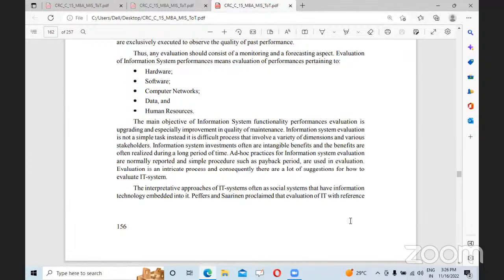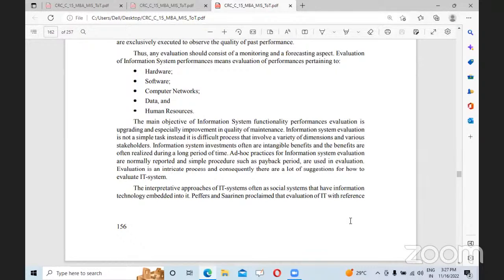Take Rishi Sunak, the present Prime Minister of Britain, relating to the uses of information system in elections; he was able to win the elections. Like that, utilization of information system with respect to hardware, software, computer networks, data and human resources plays a major role in the day-to-day work environment. Ad hoc practices of information system evaluation are normally reported, and simple processes such as payback period are used in the evaluation.